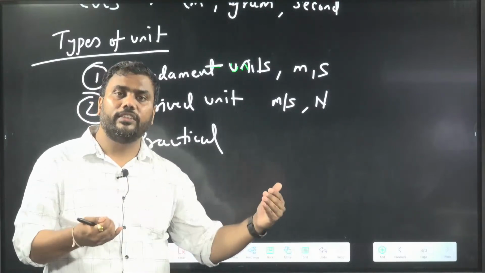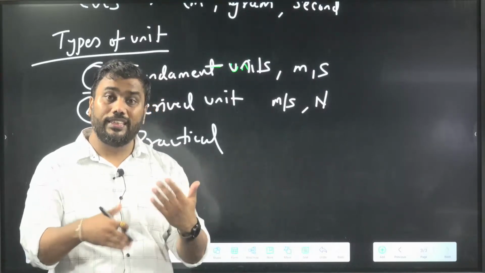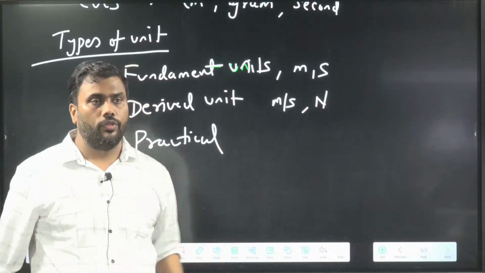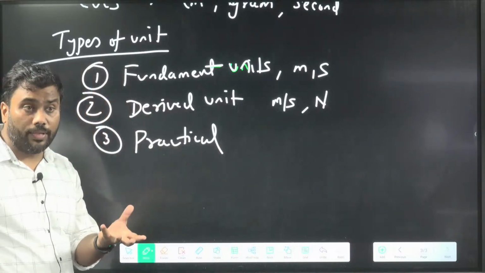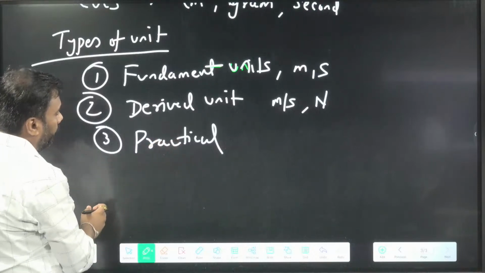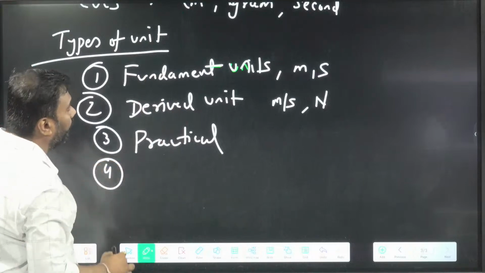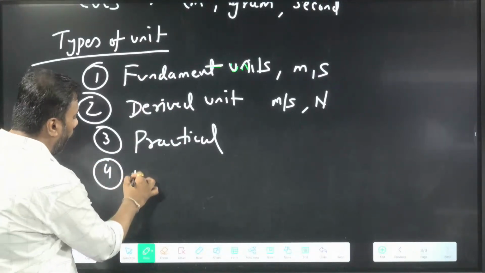So in different situations, we need different types of unit. Those are called practical units, which are easy to use in those situations. Okay. Millimeter also is a practical unit. Yes, nanometer also is a practical unit. So these are practical units. So fundamental, derived, practical. Then the fourth type of unit, improper unit.